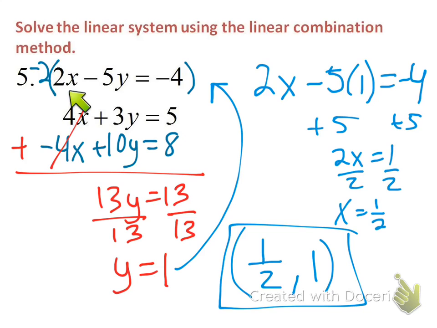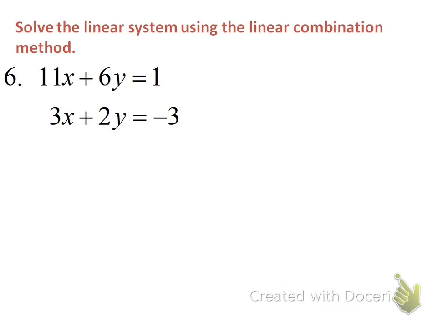All right, let's check. If I plug it in right here, I'd get 1 minus 5 is negative 4. That works. Here I'd get 2 plus 3 is 5. That one works too, so this is definitely the solution. Questions? All right, any ideas?